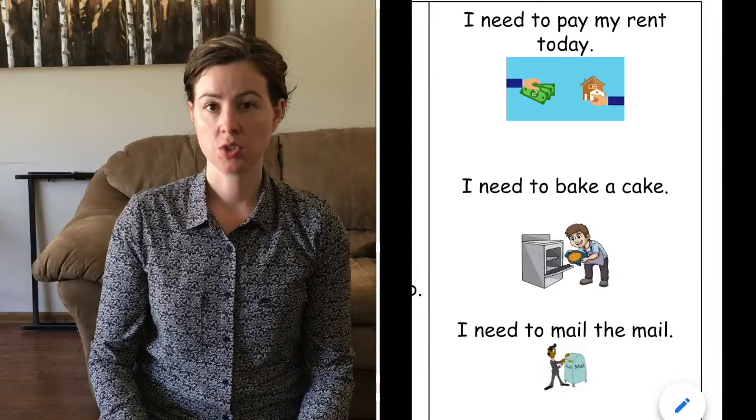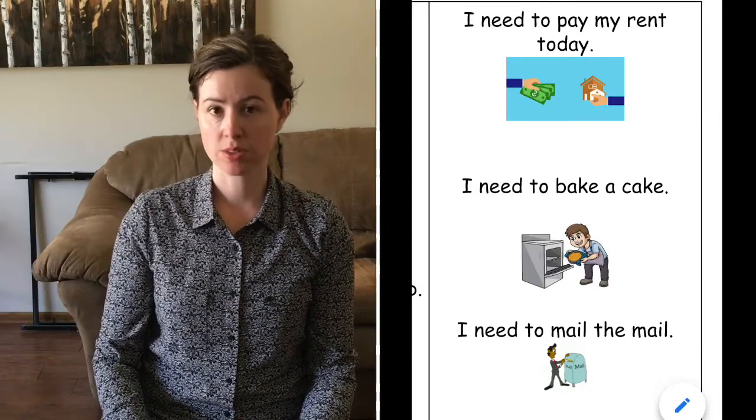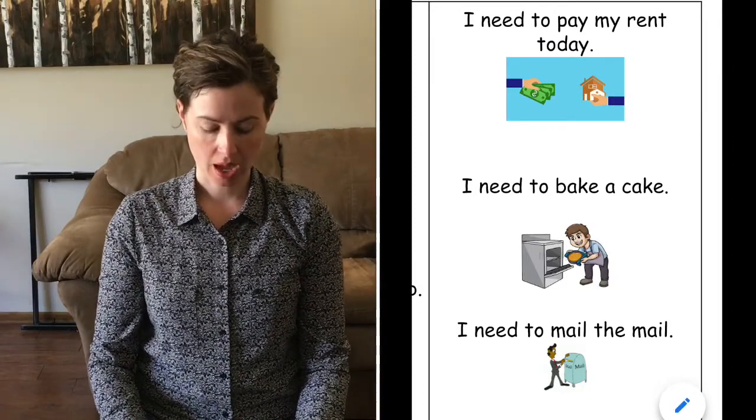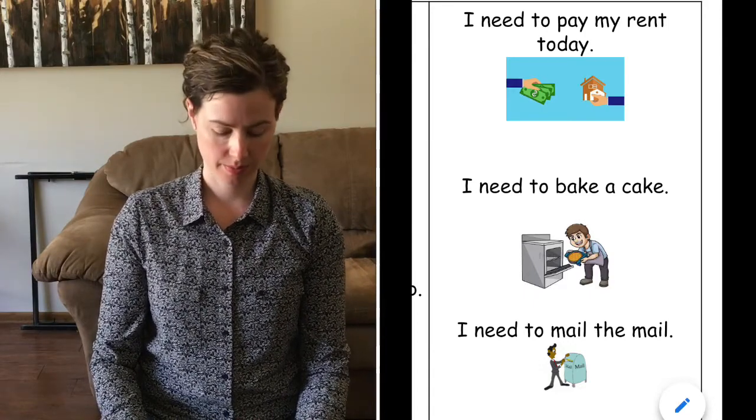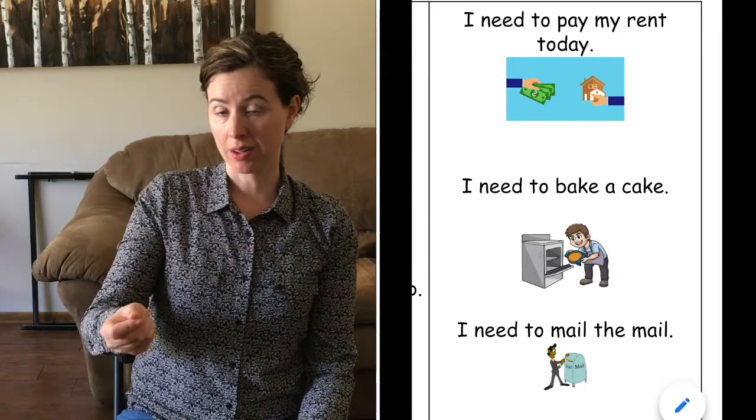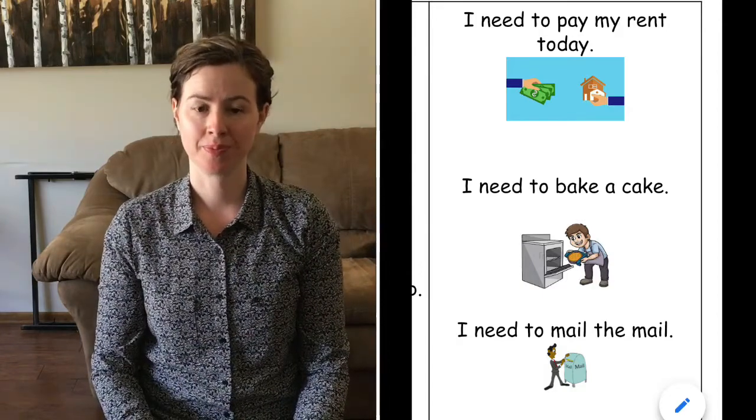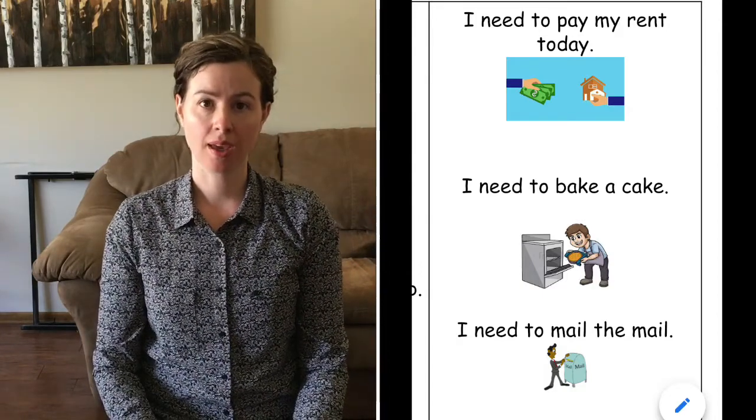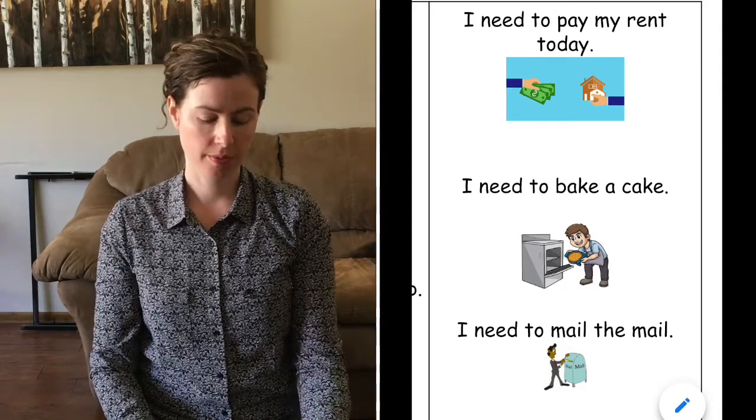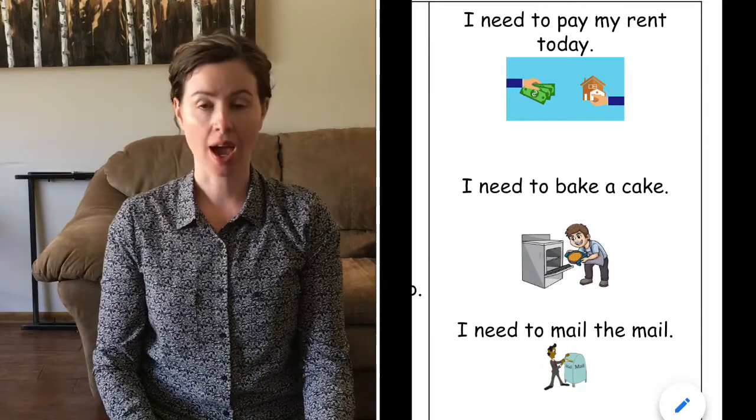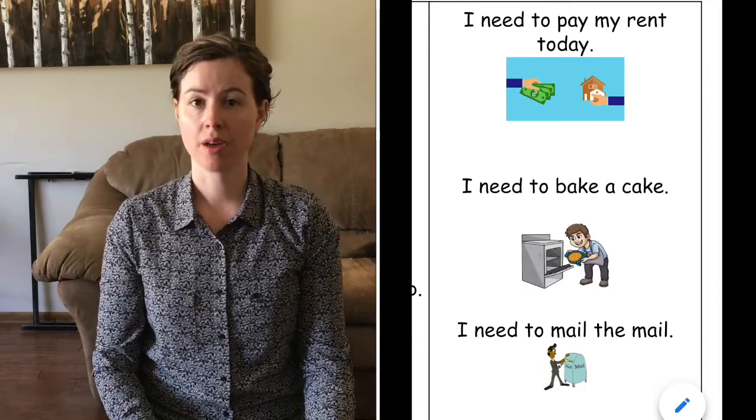Okay, students, now it's time to learn a chant to help us remember the A sound. I need to pay my rent today. I need to bake a cake. I need to mail the mail.